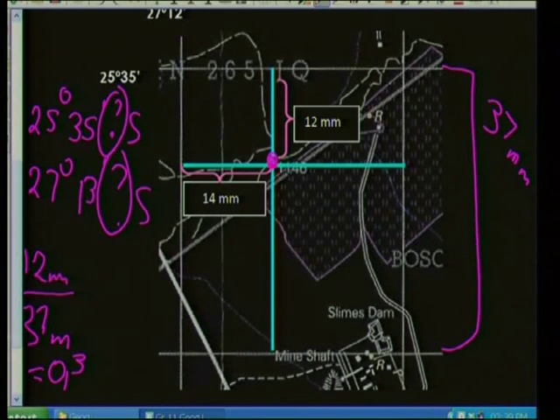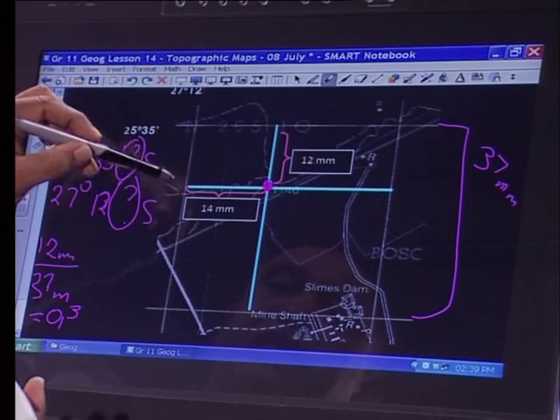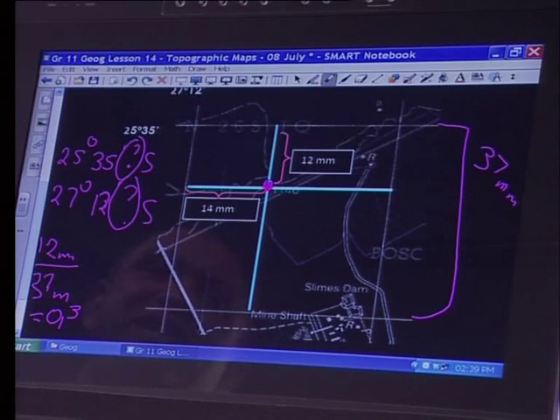All right? Once I've worked that out, I go on to my longitudes. I know my longitude is 27 degrees, 12 minutes. And then I measure from my 12-minute line to the point that I want to find the coordinates for. In this case, I found it's 14 millimeters.